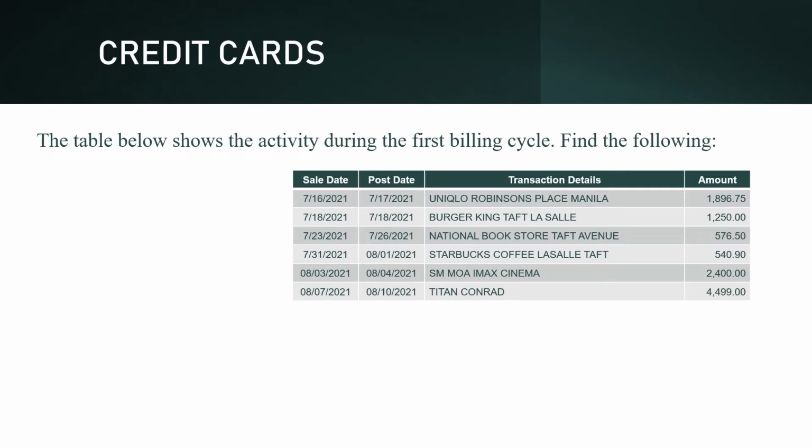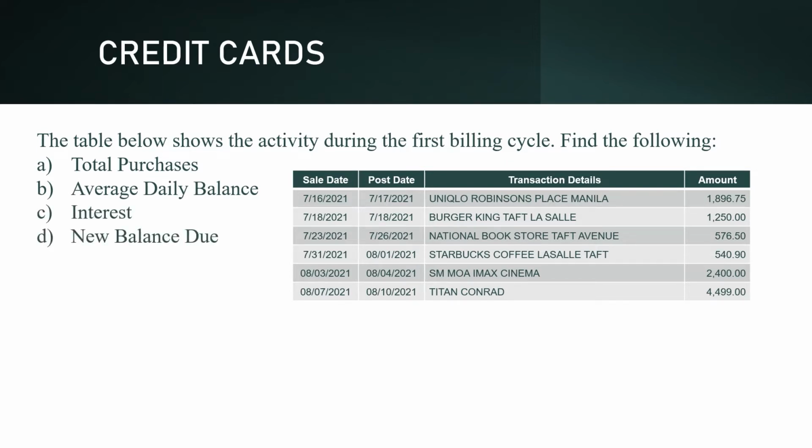Now, the table below shows the activity during the first billing cycle. Find the following: A. Total purchases. B. Average daily balance. C. Interest. D. New balance due. E. Minimum payment. F. Due date. And G. Available credit.